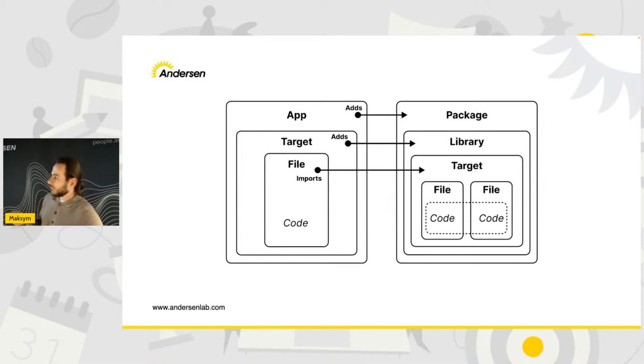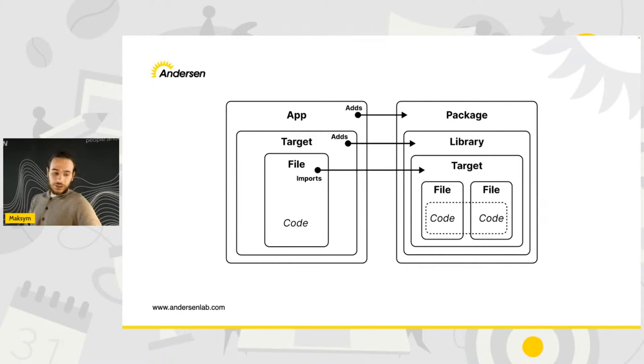So on the left hand, we have the application. The application can have a target. Well, I mean, it will have at least one target. And in this target, we can have a lot of files imported. So the application, as you can see, adds a package into its scope. It can be either a local package or a remote package. A remote package is going to be added with the help of some link from GitHub. Well, I'm sure that you've done that if you've used SPM already. Or it can be added locally, like we did.